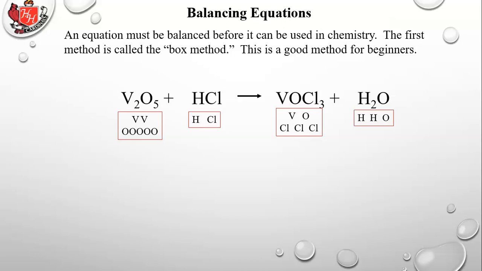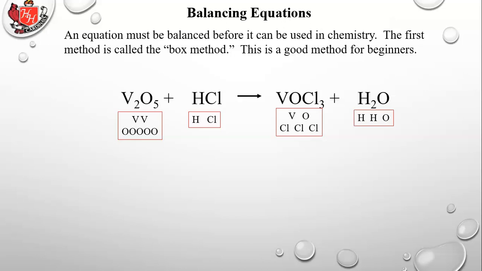So what you simply are going to do is take each of the atoms and break them out as individual letters. So you have two vanadium on the left, so that's V and V. You have 5 oxygens there, so you see 5 O's. For hydrogen and chlorine, you have one of each. Then over on the right side, you have 1 vanadium, 1 oxygen, and 3 chlorines. And then for water, you have 2 hydrogens and 1 oxygen.